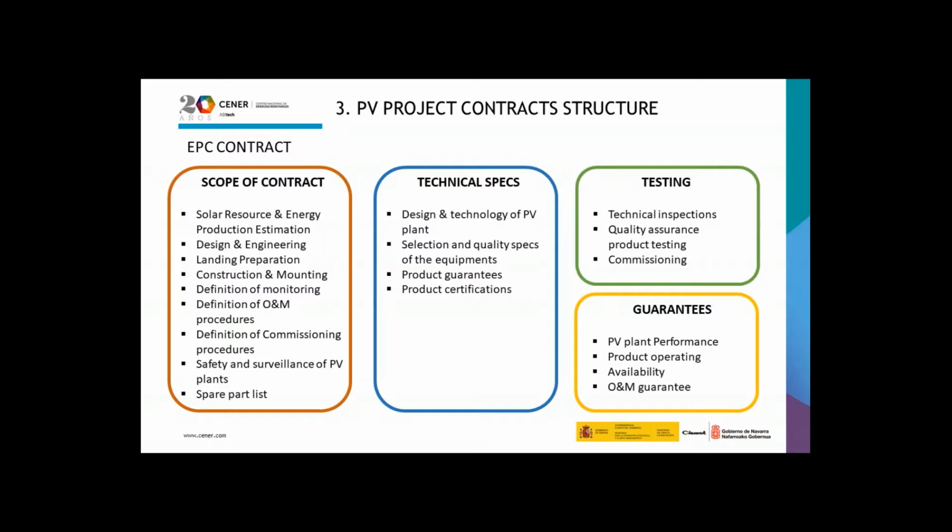The technical specification of the EPC contract contains the design and technology of PV plants, the selection and quality specification of the equipment, the product warranties, and the product certifications. Testing involved in this contract are the technical inspections, the quality assurance, the product testing, and commissioning. And warranties that affect this contract are the PV plant performance, the product operating, the availability of the PV plant, and the O&M warranty.